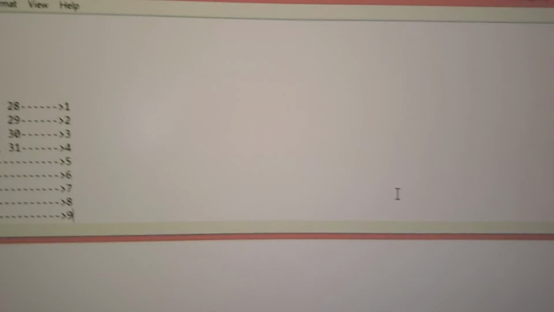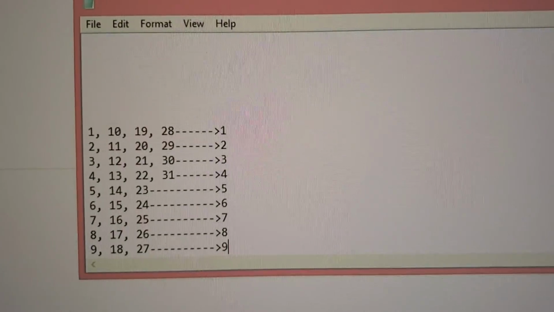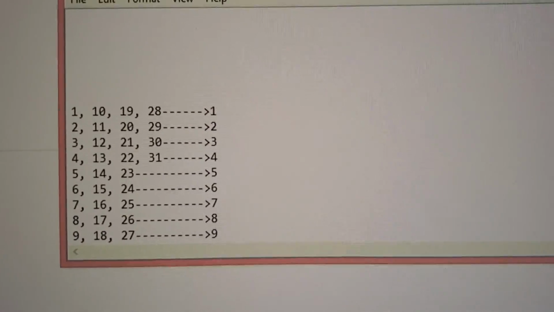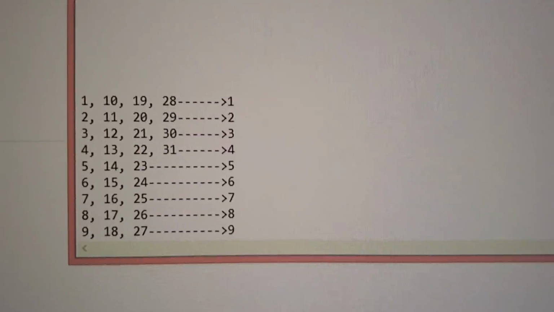So glad I could expose this. I don't know if other people who are into numerology have noticed this, but I have. And glad I could share this information with you.